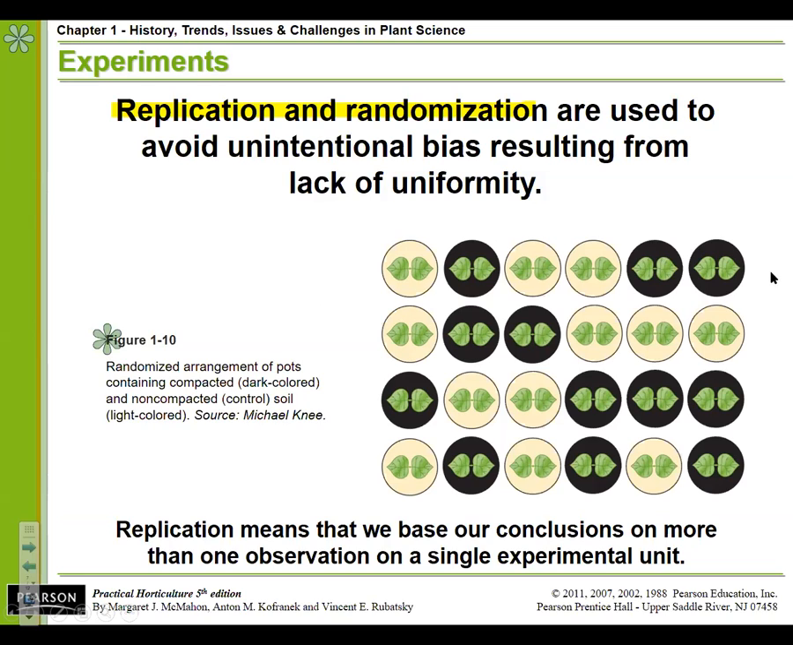We would want to irrigate these containers the same as well, making sure they all get the same amount of water. These are arranged randomly in these containers so that we get that randomized replication, so that any bias that we have is removed.